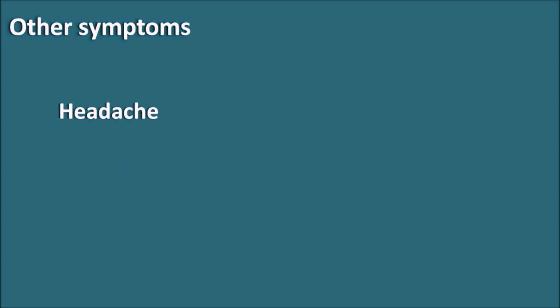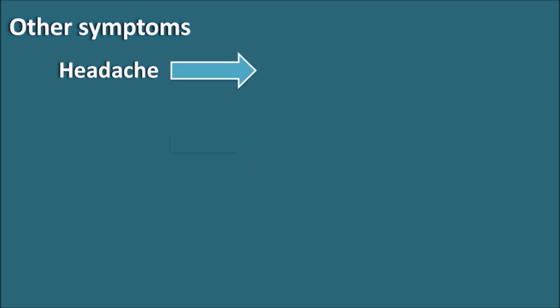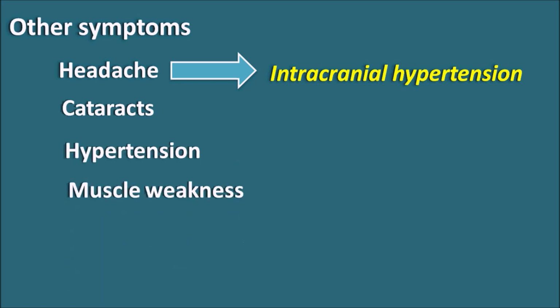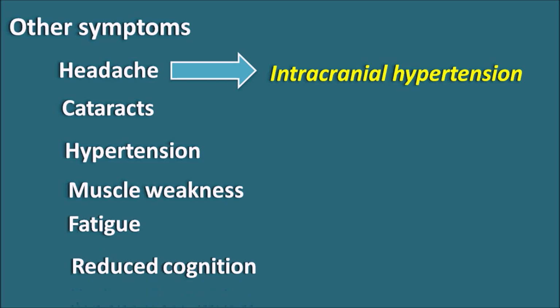Other symptoms of this Cushing syndrome. Cushing syndrome can also produce headache. This headache is particularly observed because of increased intracranial hypertension caused by Cushing syndrome. And cataracts, hypertension, muscle weakness, fatigue, and reduced cognition can also be observed with this disorder. And as this disorder progresses, if it is untreated, it can develop anxiety, depression, as well as some psychotic symptoms in the patients.